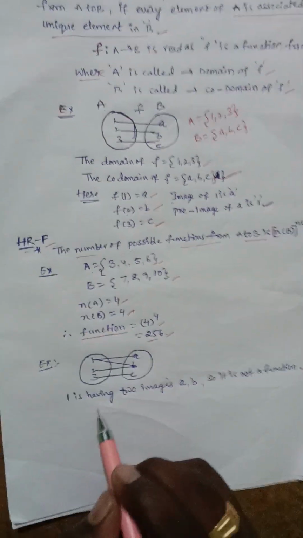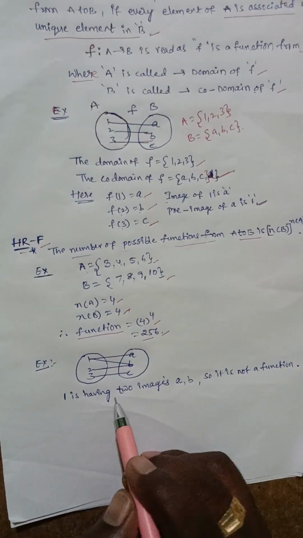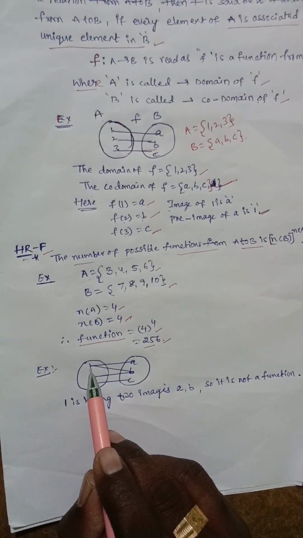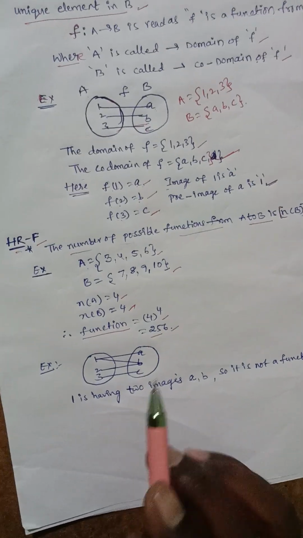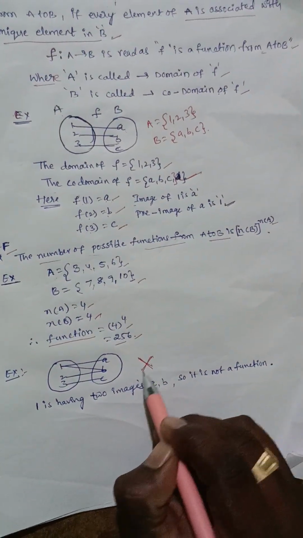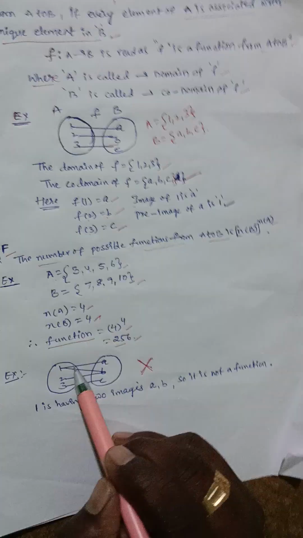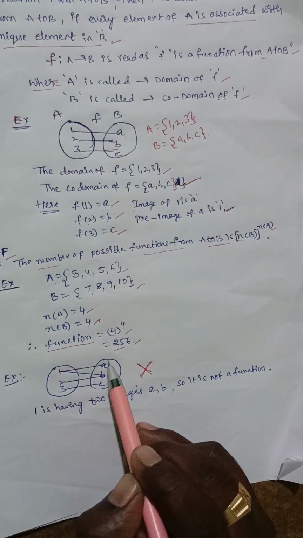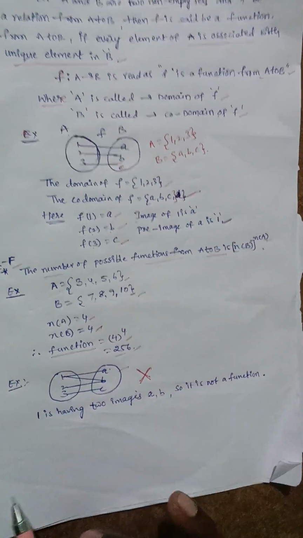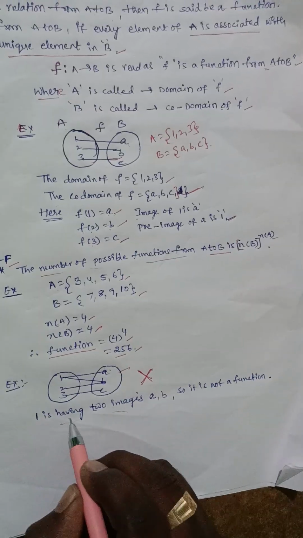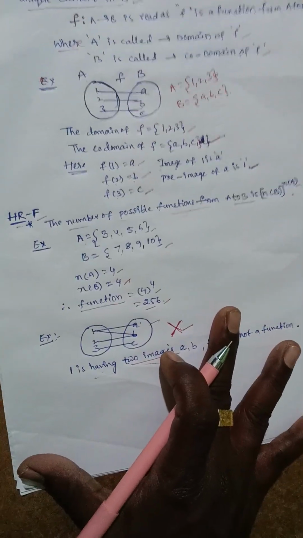I can give one more example. Observe it, dear students, sometimes they ask questions like this. Here, one element has two images, a and b. That's why this is not a function. What is the definition of a function? Every element of the domain is associated with exactly one element of the codomain. Here we have two images, so this is not a function.